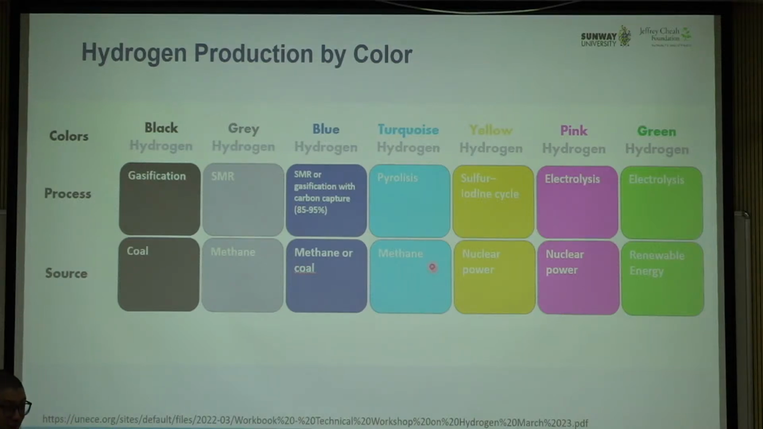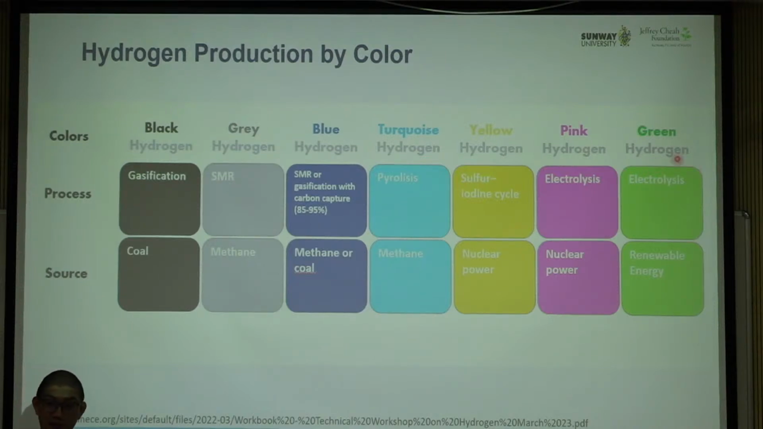Methane going through pyrolysis is a little bit greener. We name it turquoise. Then we have nuclear power hydrogen, which goes through electrolysis, or the sulfur-iodine cycle: yellow and pink colors. Then comes renewable energy, which powers the electrolysis and makes it a totally green process.